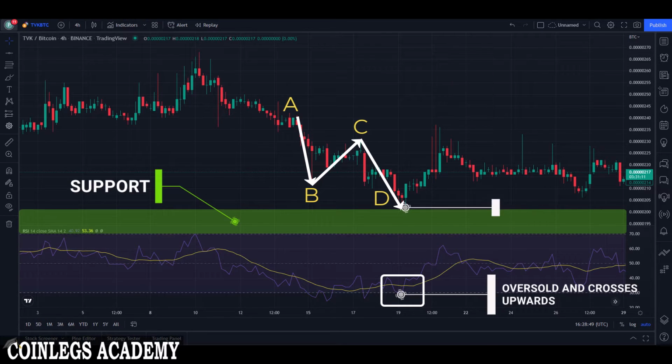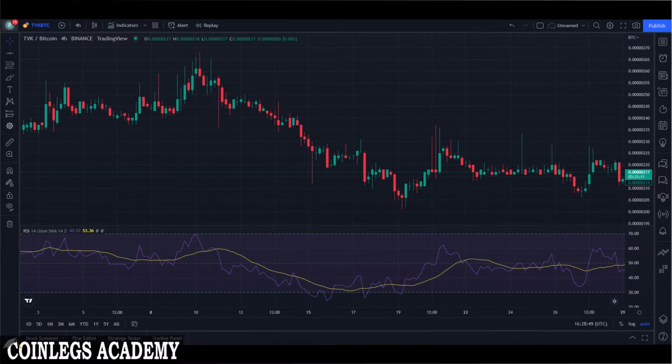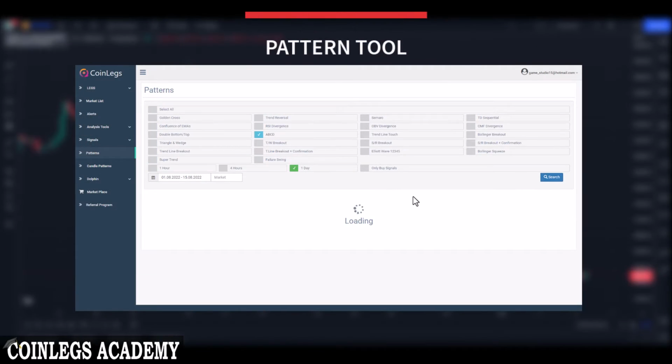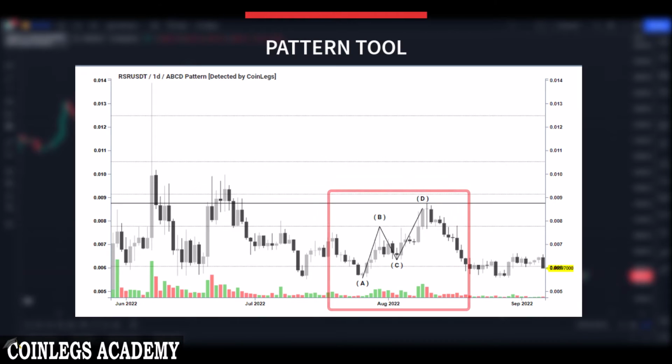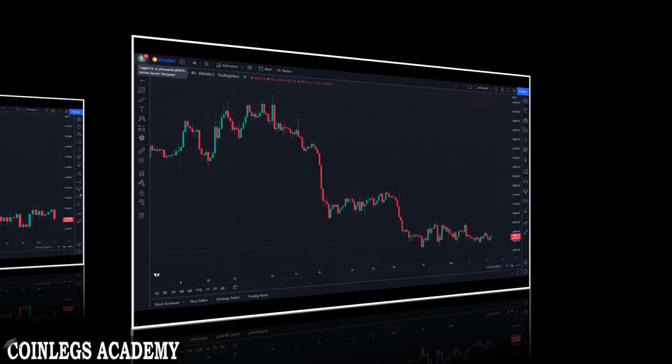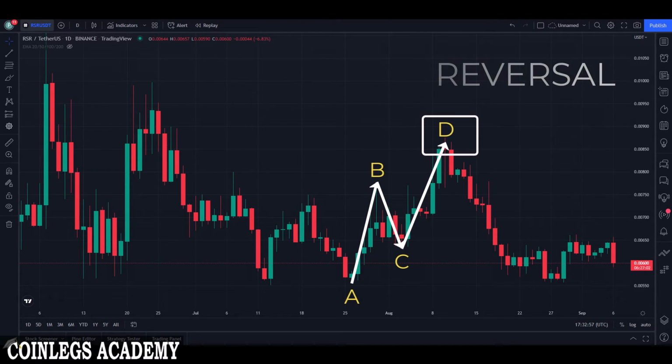Now, if we consider this bullish signal and take a long position here, as you can see, it's a successful trade. Now, let's look at another example. I will use the CoinLex pattern tool again to find the coin that I am going to trade. Now, let's examine it on TradingView. As we learned, we expect the price to make a reversal and go down after point D on the bearish ABCD pattern. In this example, it happens like this.